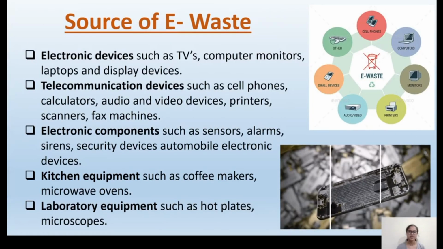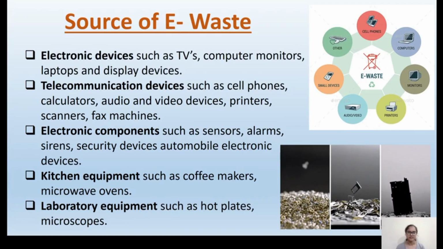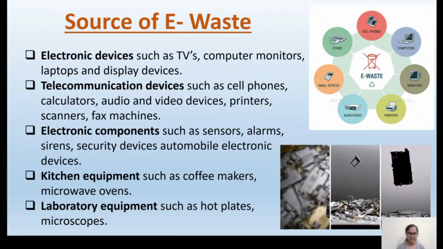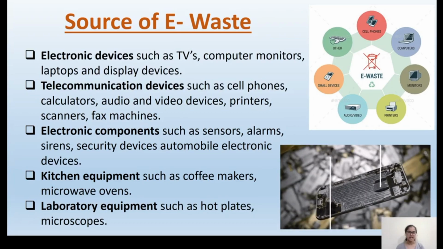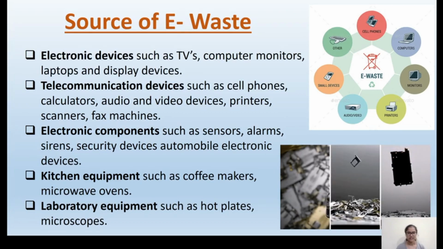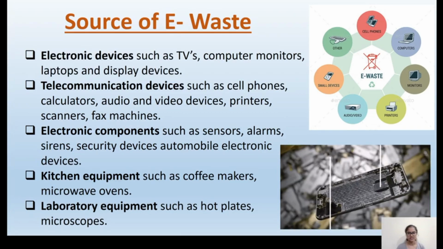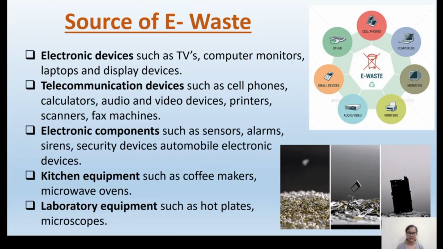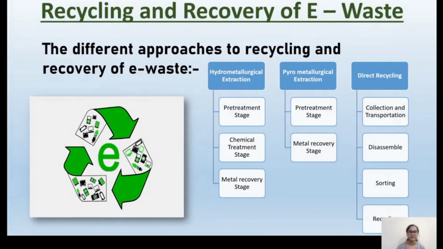Sources of e-waste. There are many different sources like electronic devices, telecommunication devices, electronic components, kitchen equipment, and laboratory equipment like TVs, cell phones, sensors, alarms, coffee makers, hot plates, microscopes, etc. Recycling and recovery of e-waste. The different approaches to recycling and recovery of e-waste are hydrometallurgical extraction, pyrometallurgical extraction, and direct recycling, which has many procedures under that.